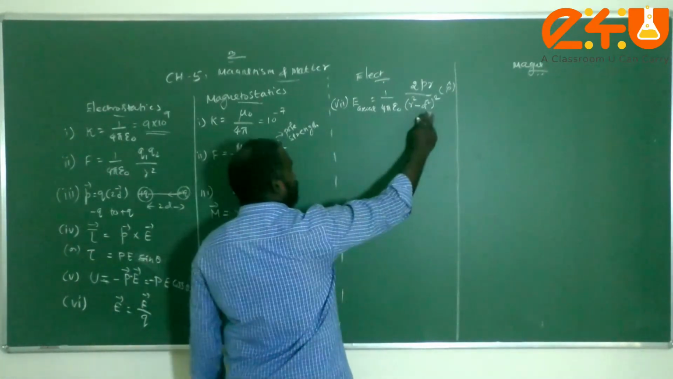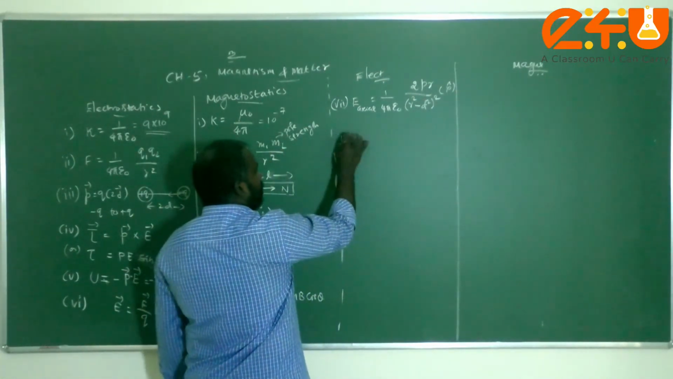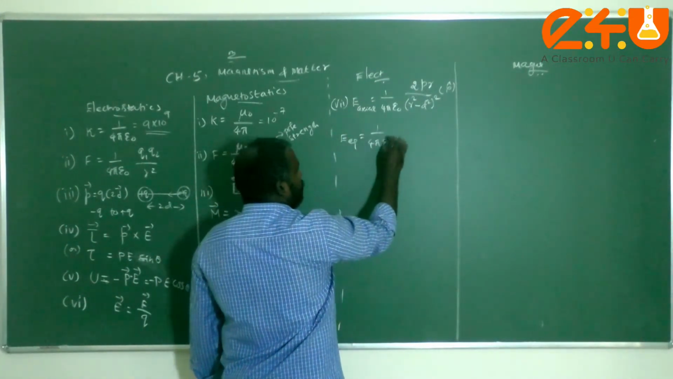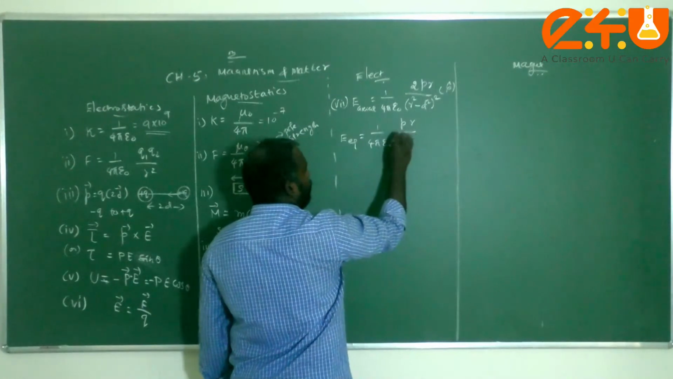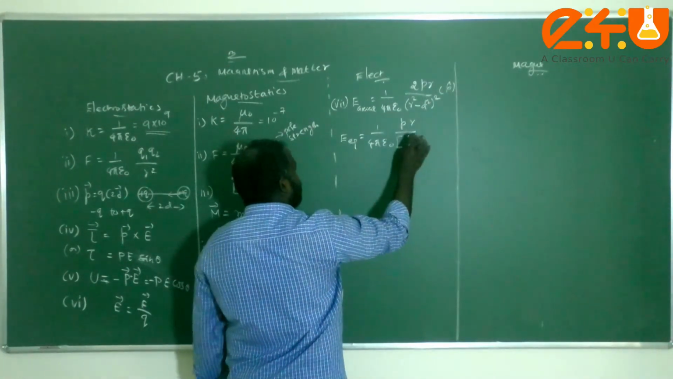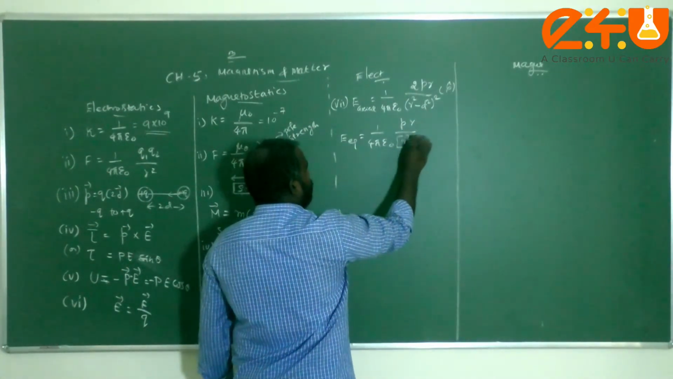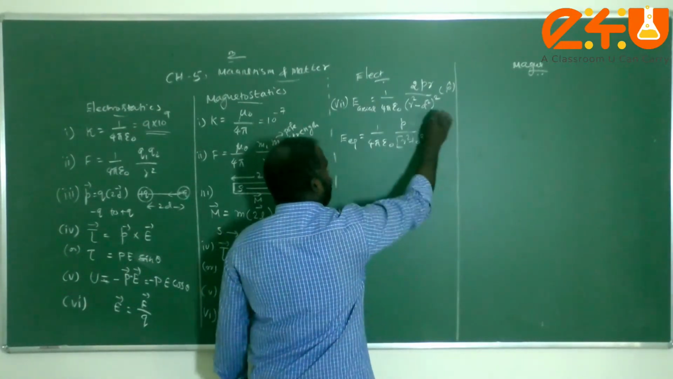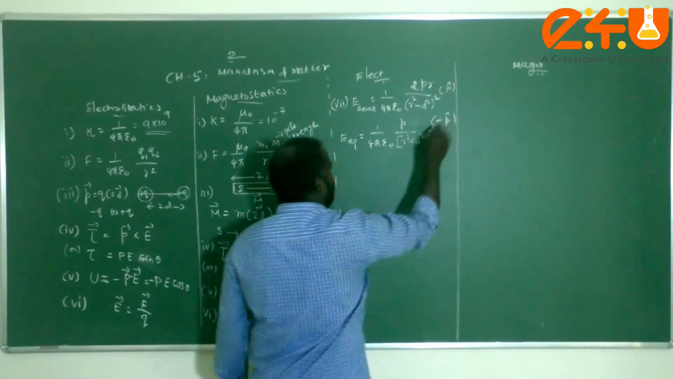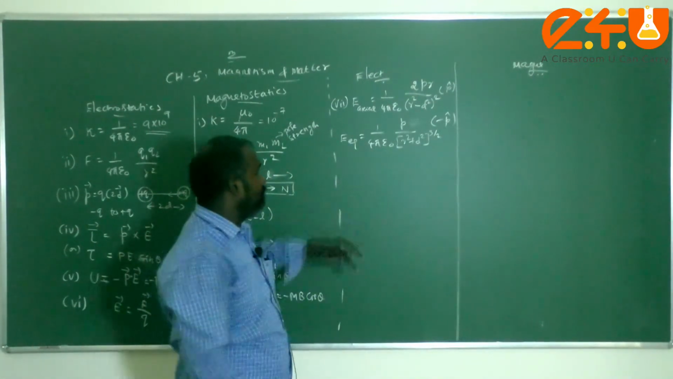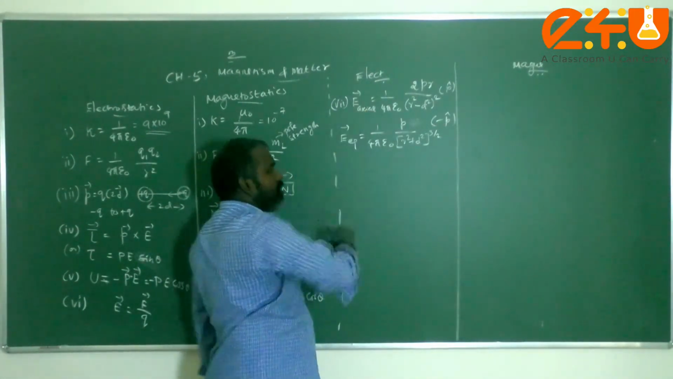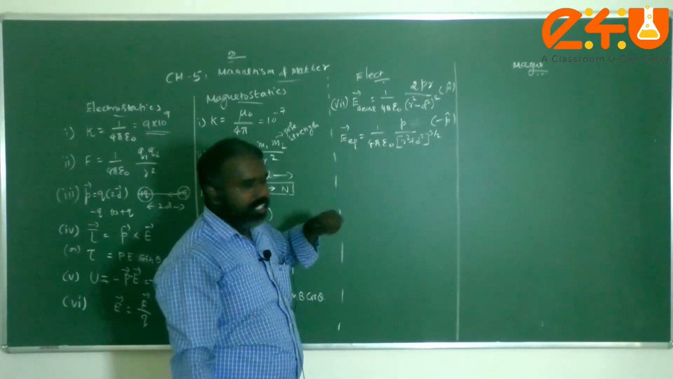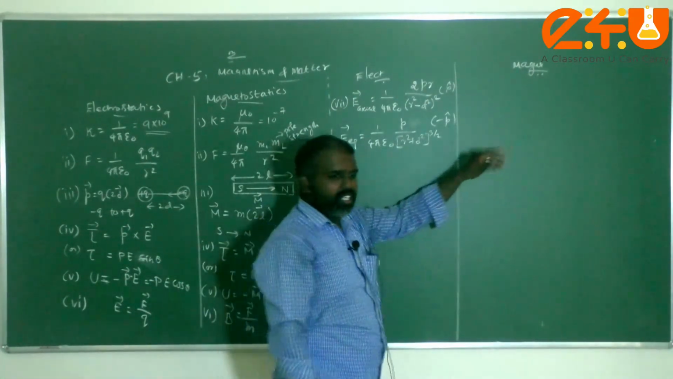Yes, r square minus d square, that whole square. And E equatorial is 1 by 4 pi epsilon naught p divided by r square plus d square whole power 3 by 2, and minus p cap will be there. That means the direction of the electric field is opposite to the direction of the dipole moment in the case of the equatorial point. The same analogy I can take here.